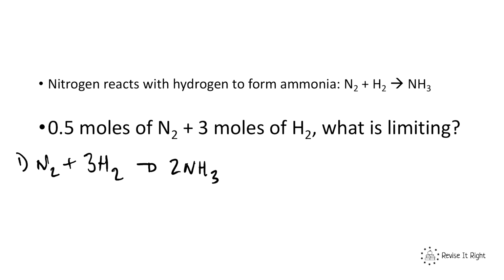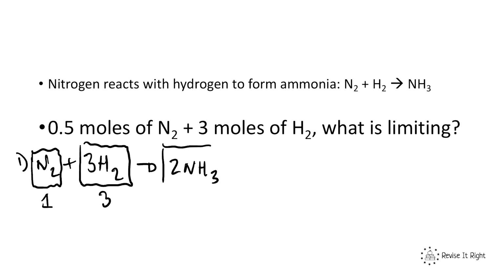So this tells you we need 1 mole of nitrogen, because there's not a number before the nitrogen, needs to react with 3 moles of hydrogen, and that will produce 2 moles of ammonia. That's what that equation is telling us. 1 mole of nitrogen is added to 3 moles of hydrogen to make 2 moles of ammonia.